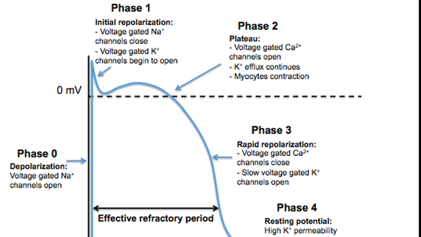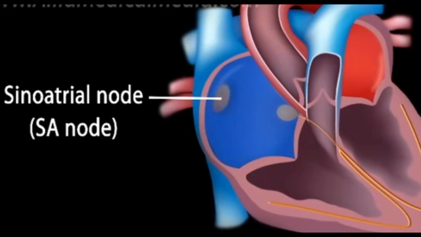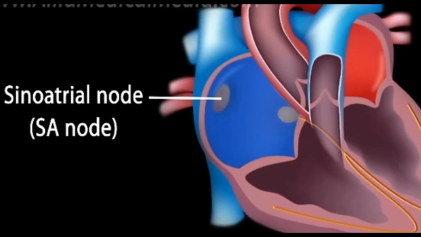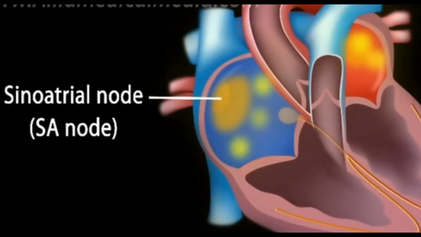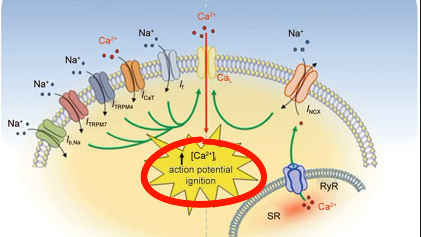Now, let's talk about the SA node, the heart's natural pacemaker. It has a unique feature called automaticity, meaning it can generate electrical impulses without any external trigger. The SA node's resting potential is unstable and it depolarizes spontaneously, giving rise to a heartbeat. Unlike other parts of the heart, the SA node's upstroke is driven by Ca2+ conductance instead of sodium. This inward flow of calcium causes depolarization.